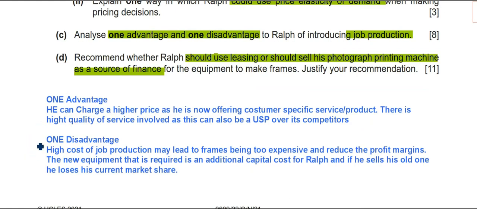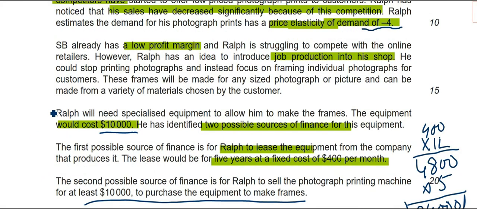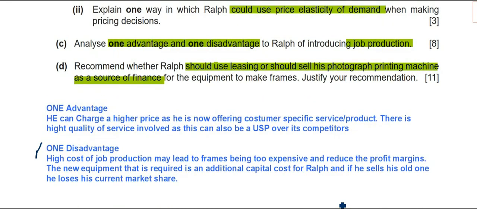Another disadvantage that we can talk about is that the high cost of production may lead to frames being too expensive, and this can be a cause for increased cost of production, and this can reduce the profit margins. We can also say that the new equipment that is required can put in an additional capital cost, because obviously he will have to arrange for a source of finance. This is what was mentioned over here in the case, that he needs that new equipment to implement this new plan of his if he wants to enter into the framing business.